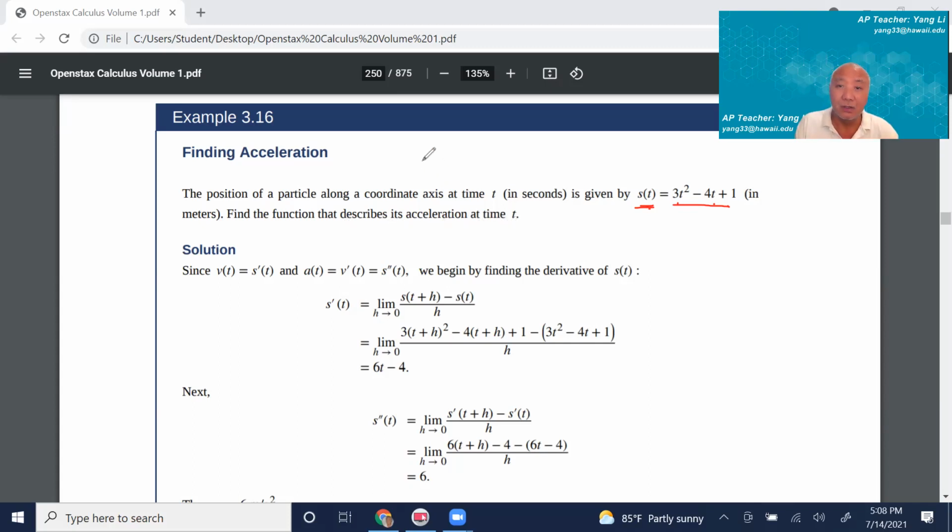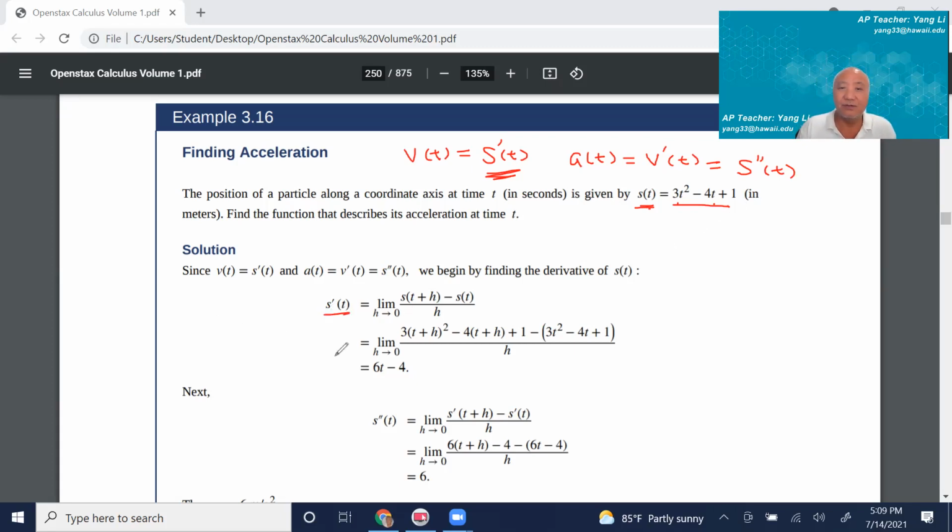We know that v, velocity, will be the derivative of the position function with respect to t. And then the acceleration a(t) equals what? It equals the derivative of velocity. And the velocity equals s prime. So that means the acceleration will be the second derivative of the position function. Okay?